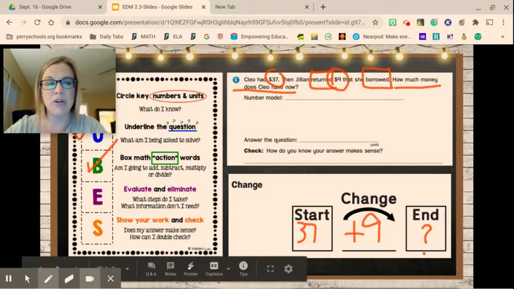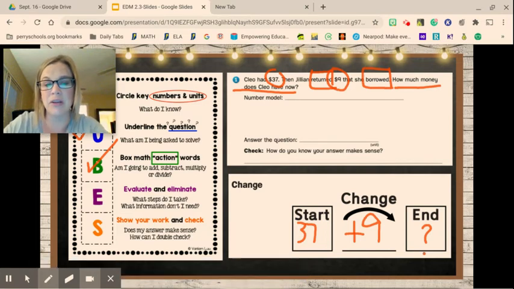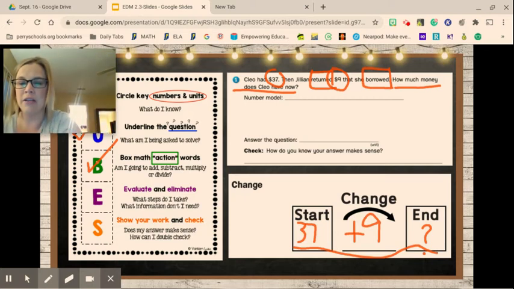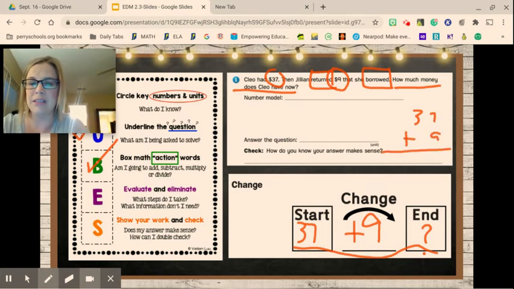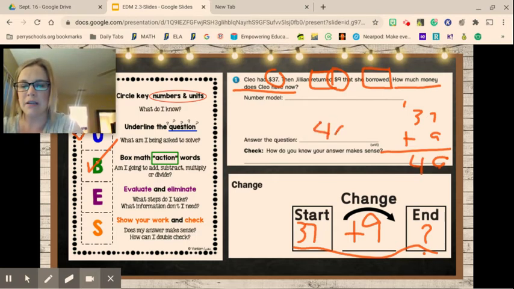So my number grid or my diagram, I would put in 37. It changed by increasing by 9. And then I want to find out how much she has. Because I have my numbers going left to right, I can use this as my number model. So I could do my work, show my work, 37 plus 9 equals 9 plus 7 is 16, and then I'm going to carry that 10 up here, and so I have 4. Cleo has $46 that she has now.